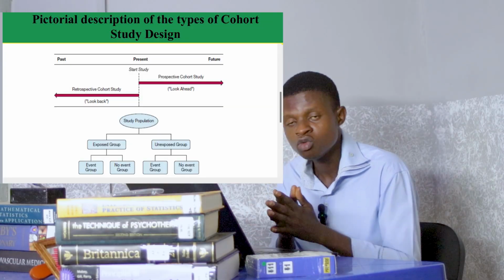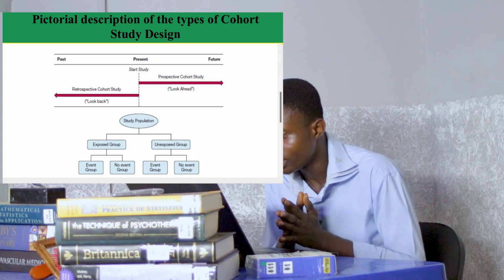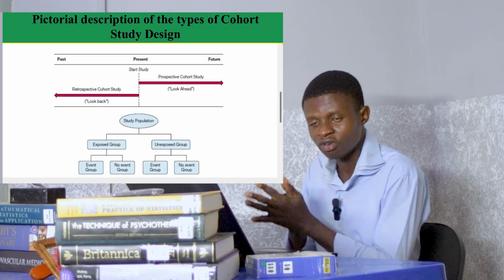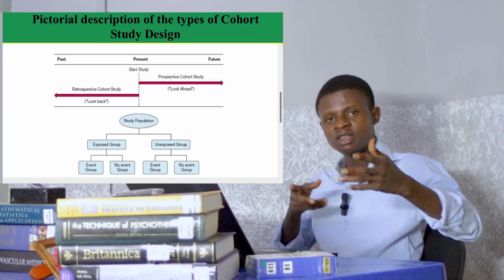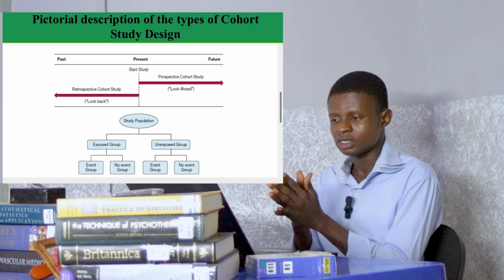So when you look, we have the study population who have been exposed and who have not been exposed. Among the exposed group, we can have people who develop the event and people who will not develop the event. And also in the unexposed group, you have people who will develop the event and other people who will not develop the event. So this is what cohort study is about. Unlike case control study, where we have people with the disease and people without the disease, here they all share the same characteristics.